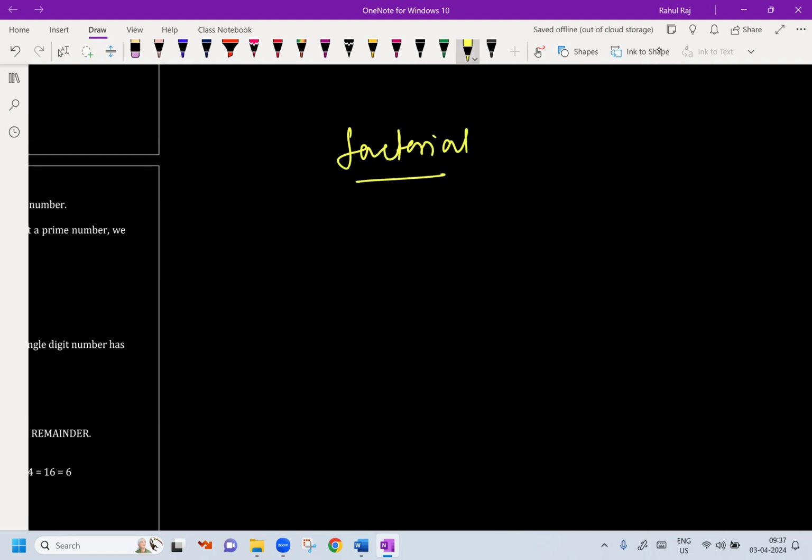The definition, I don't know. Factorial means simple. Imagine if they have given you 10, and they have put an exclamation mark. Then in maths it's called 10 factorial. And 10 factorial is nothing but 10 cross 9 cross 8, all the way to 1.